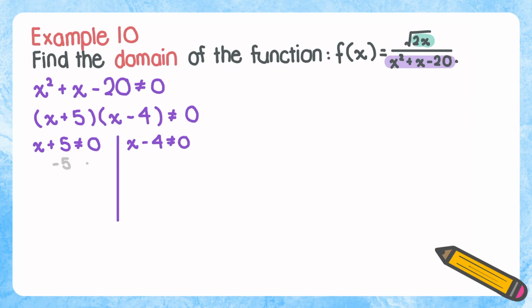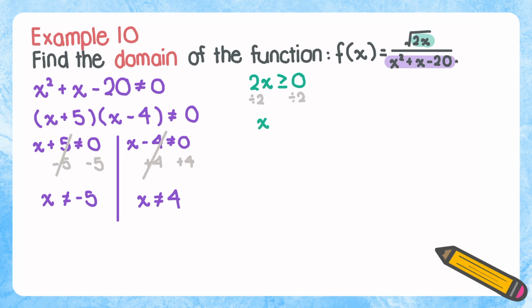For this one, subtracting 5 on both sides, so x does not equal negative 5. Over here, adding 4 to both sides, so x also cannot equal positive 4. And so let's look at the other restriction, the radicand. 2x must be greater than or equal to 0. I divide both sides by 2. And so x must be greater than or equal to 0.